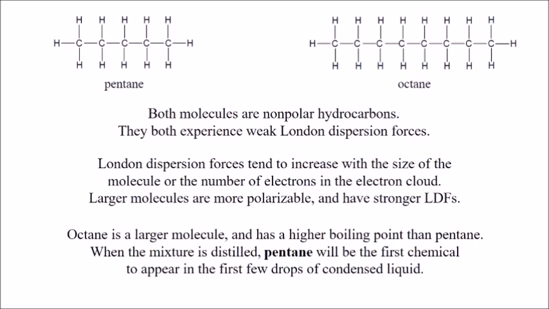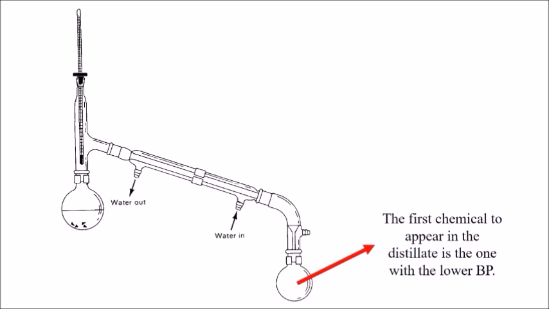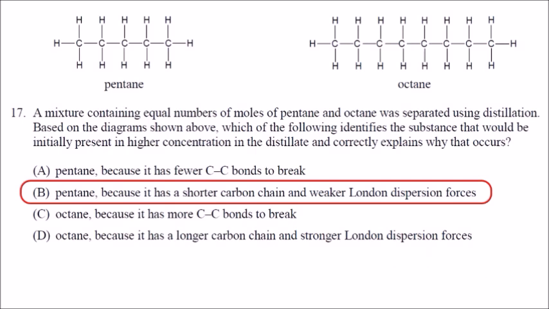When this mixture is distilled, pentane will be the first chemical to appear in the first few drops of condensed liquid. So here is a setup of a distillation apparatus. And again, the first chemical to appear in the distillate is the one with the lower boiling point. So the correct answer is B, pentane, because it has a shorter carbon chain and weaker London dispersion forces.